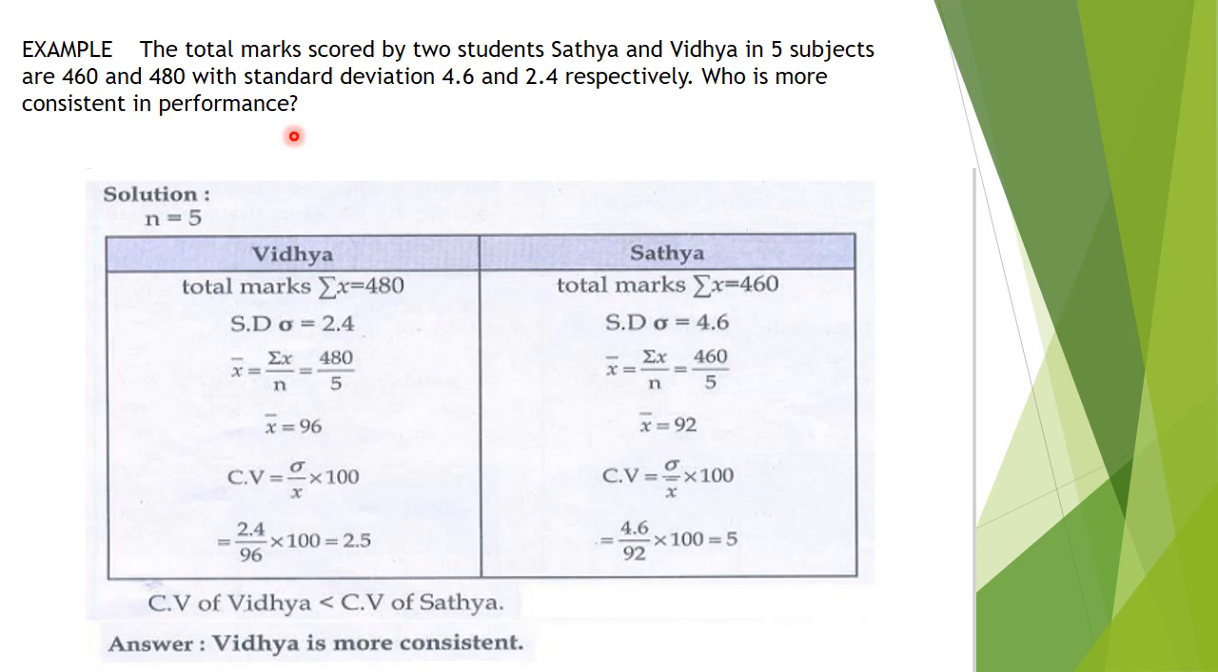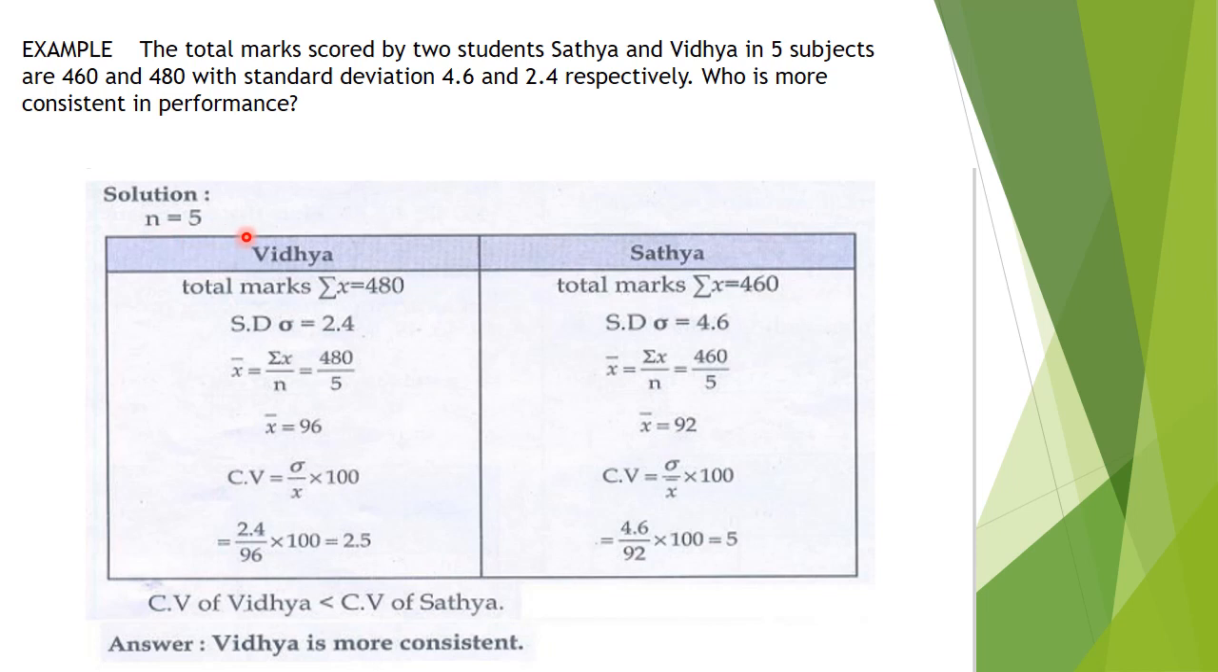Total marks is given, that is summation of x is 480. Standard deviation is 2.4. Mean x is equal to summation of x upon n, means sum of observations upon number of observations, that is 480 upon 5. Mean is equal to 96.